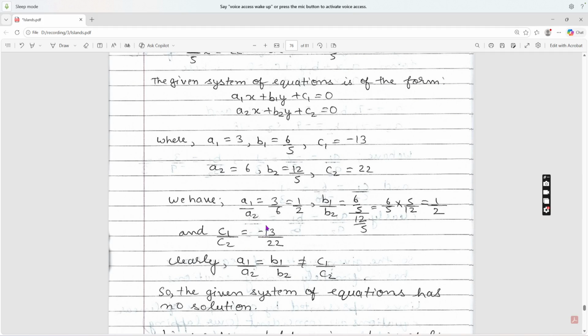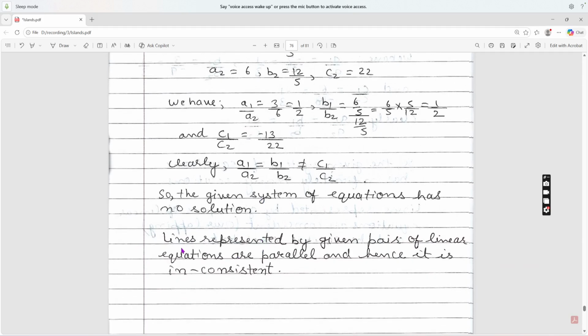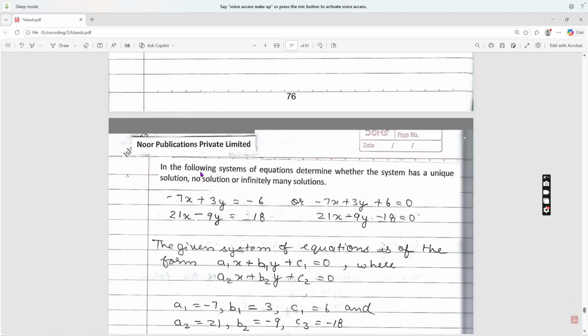Now clearly we can see that 1 by 2 is equal to 1 by 2, but it is not equal to minus 13 by 22. So we can say that a1 upon a2 is equal to b1 upon b2 is not equal to c1 upon c2. So the given system of equations has no solutions because the lines are parallel and they would be inconsistent. So clearly we will write lines represented by a given pair of linear equations are parallel, and hence it is inconsistent. Okay, next. In the following system of equations, determine whether the system has a unique solution, no solution, or infinitely many solutions.